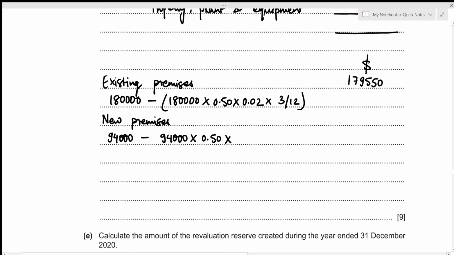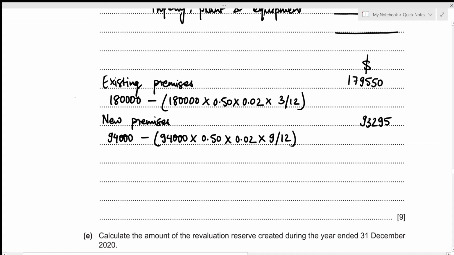Then we charge the depreciation at the rate of 2%. And then we remember that we only used this premises for 9 months. So we need to multiply it with 9 divided by 12. So the net book value for the new premises is going to be 94,000 minus 94,000 times 0.50 times 0.02 times 9 by 12, which gives the net book value of the new premises to be 93,295.